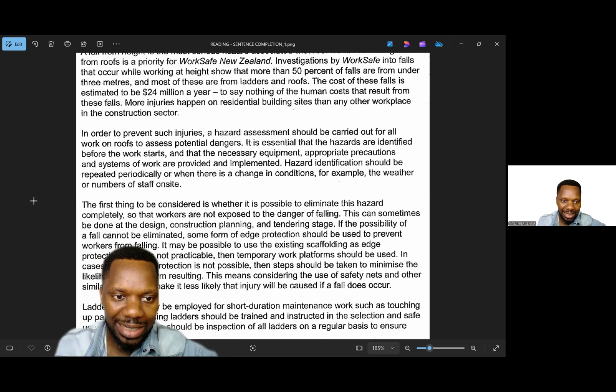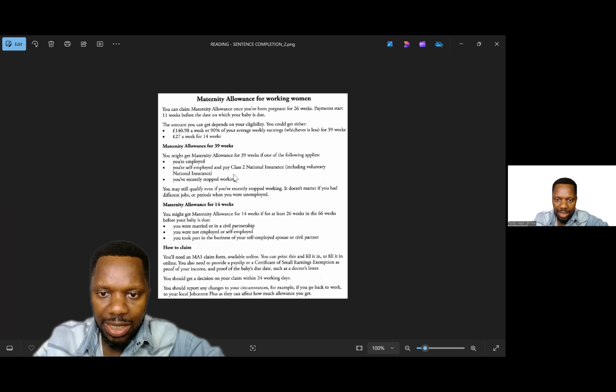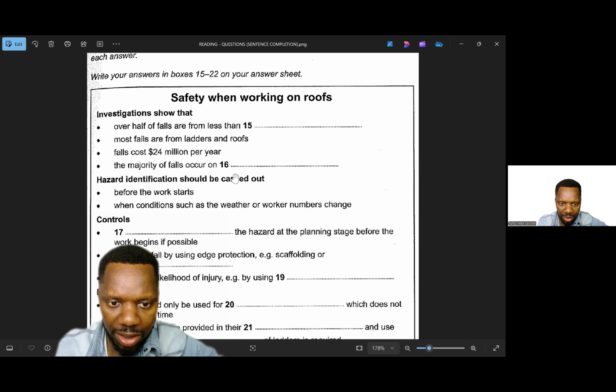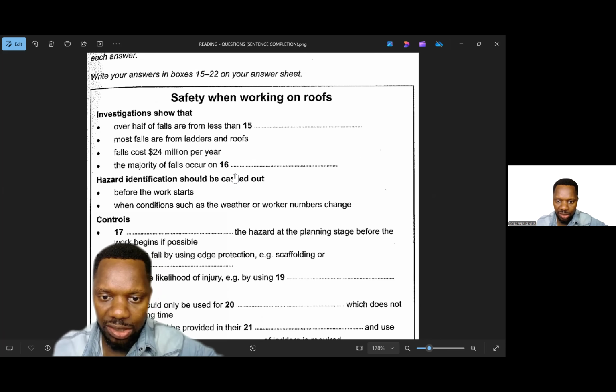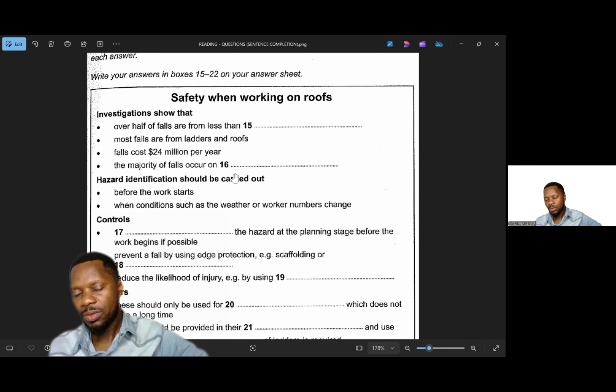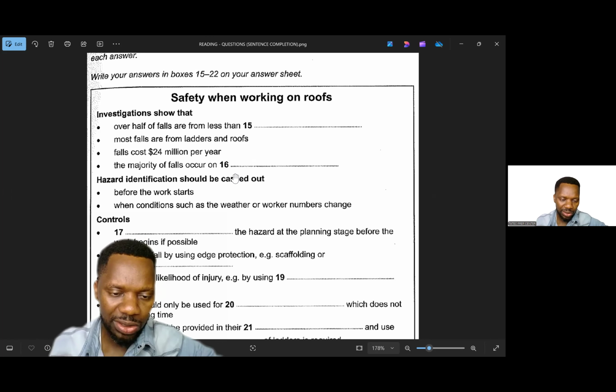Okay, so let's go to the next question. It says, prevent a fall by using edge protection, for instance, scaffolding or dash. Prevent a fall by using edge protection, for instance, scaffolding or dash.